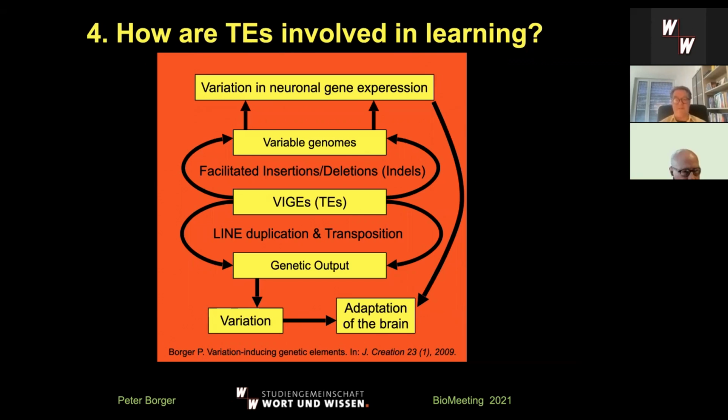So this brings me to my final slide. How are TEs involved in learning? I think we now start to understand how they are involved in learning by creating and making novel genetic contexts, by making the very specific neurons that are required in these processes. And they do this by a similar mechanism that I described before for variation inducing for organisms. These TEs are very good at duplication and transposition, which affects genetic outputs, which affects variation, which creates variation, I have to say.